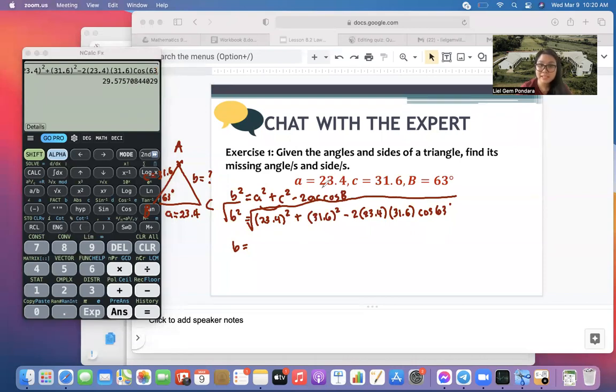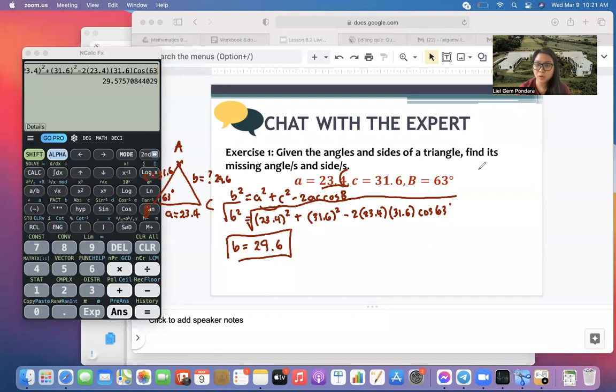Based on the given sides, there's one decimal place. So we write our answer also in one decimal place. That's going to be 29.6. This is now the answer for B, 29.6. Now, if you have completed the three sides, then we can start solving for an angle.